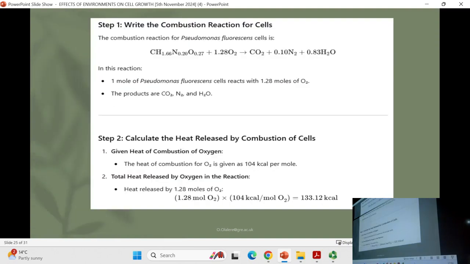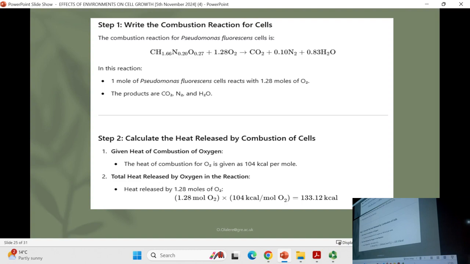we are asked to calculate the heat released by combustion of the cell. Now, this is the combustion equation. For this combustion equation, 1 mole of Pseudomonas fluorescens, that is CH1.88, right, reacts with 1.28 of oxygen. You can see 1.28? That's the oxygen it reacts with, to produce just 1 mole of what? CO2. So the products are CO2, nitrogen, and what? Oxygen.